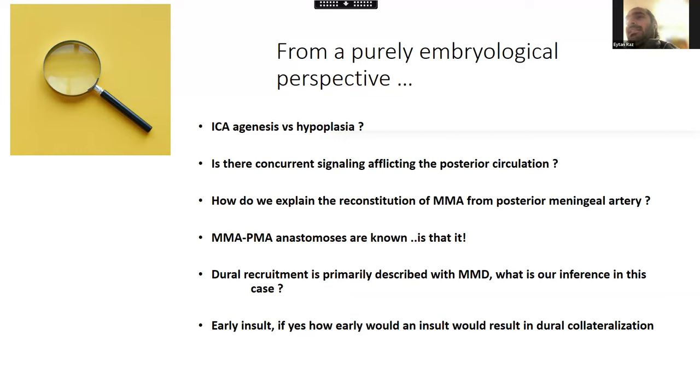This is sort of within the spectrum. It's obviously an extreme of the spectrum. Very rarely would we see something like this, but I think that's the best explanation of that.